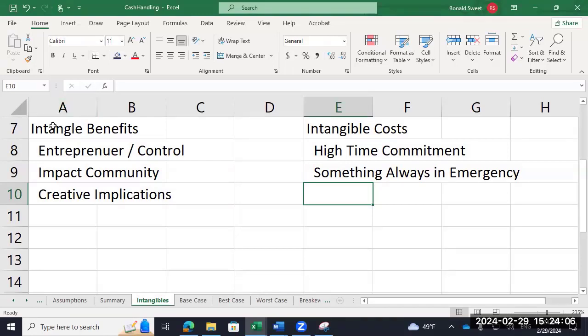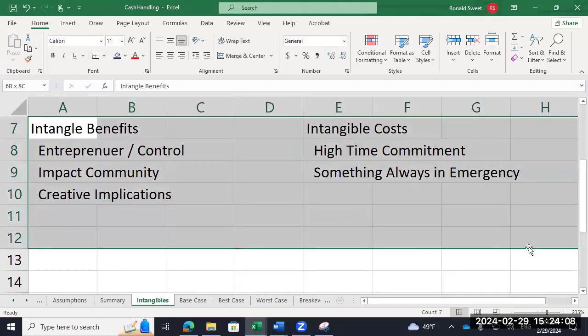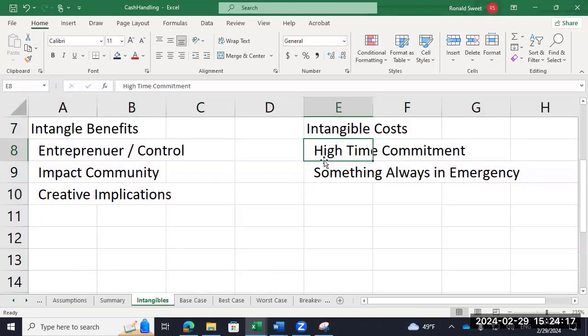Could any of these intangibles be priced and moved into the case? There's one of them that definitely could. Time commitment? Time commitment. It's going to cost you 50 hours a week. Could you figure out what your time's worth to you? $50 an hour, $100 an hour. That you could actually put into the project if you wanted to.